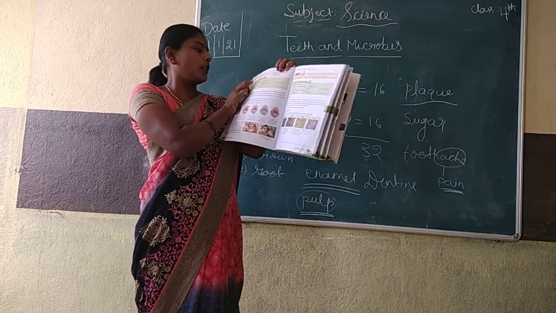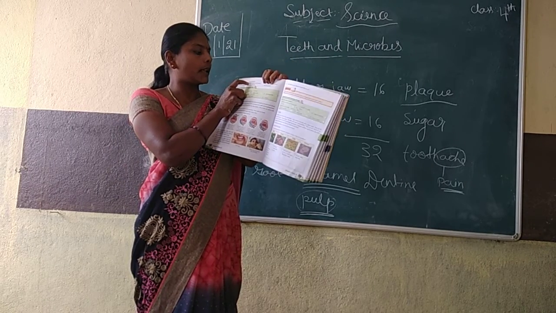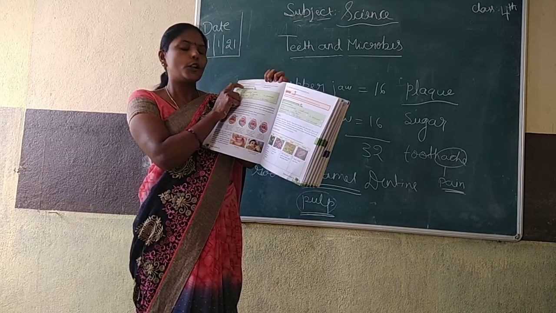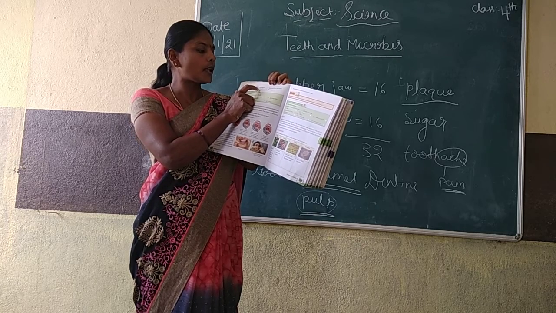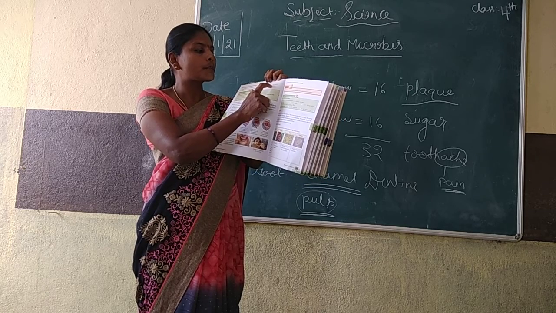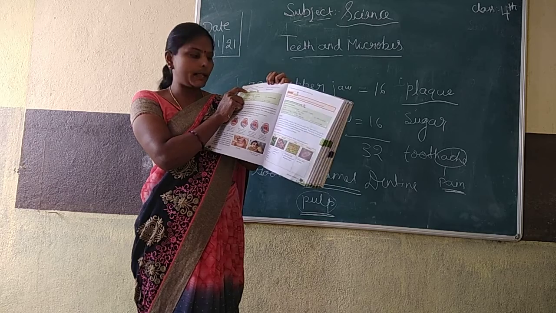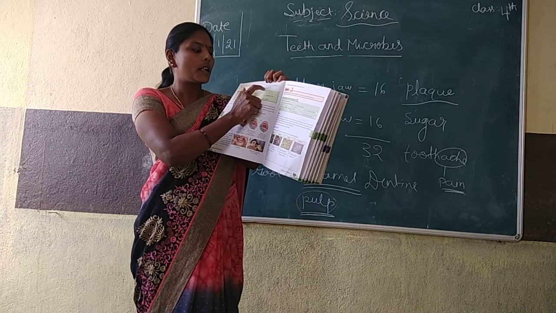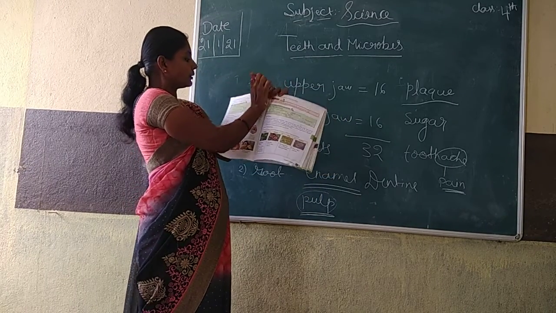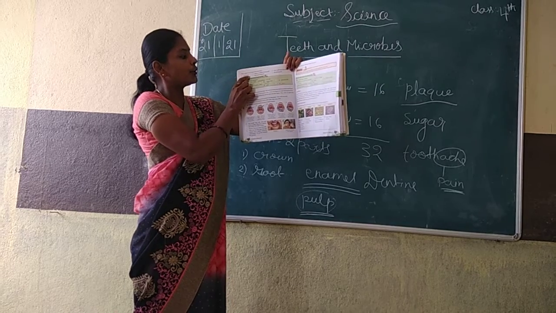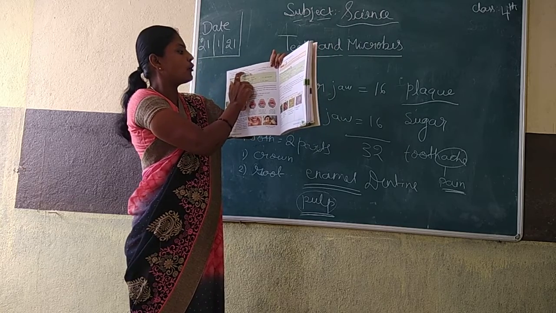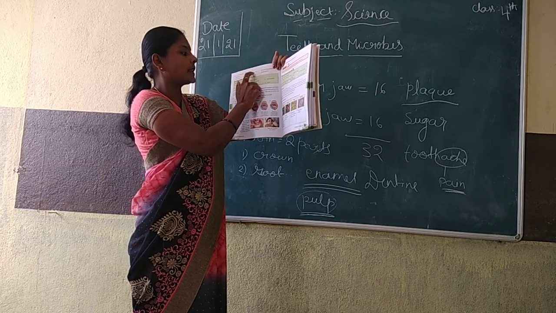Turn the page, 168. See here, tooth decay causes the following: toothache, holes or cavities in it, foul smell from the mouth, loss of teeth, stomach disorders, bleeding gums. Once again I am reading. See, tooth decay causes toothache. Toothache means tooth pain, pain in the tooth.